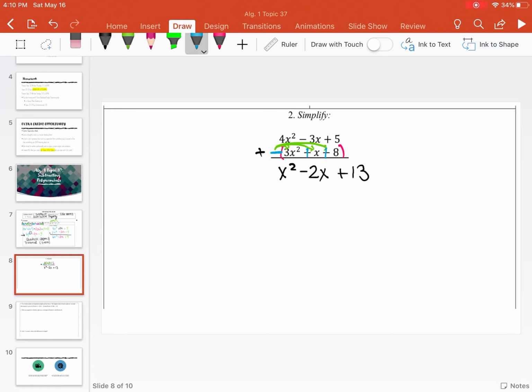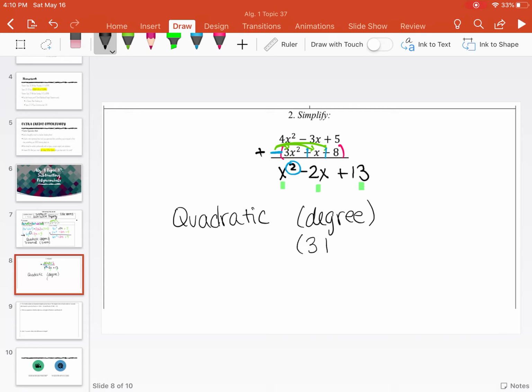Again, we have a degree of 2 as our highest power. So this is going to be a quadratic, because we have a degree of 2. And how many terms do we count? 1, 2, 3. This is a 3-term polynomial. So specifically, this is a quadratic trinomial.